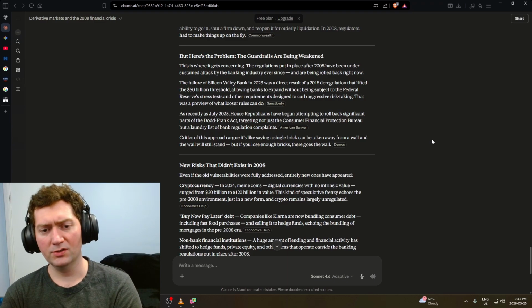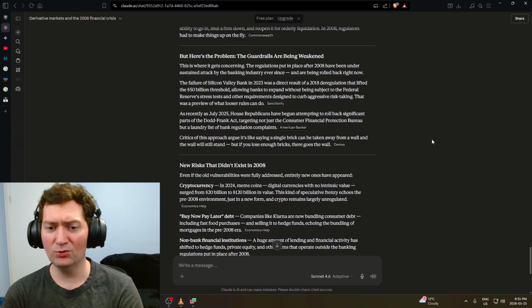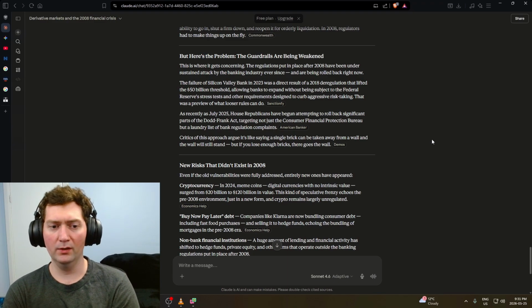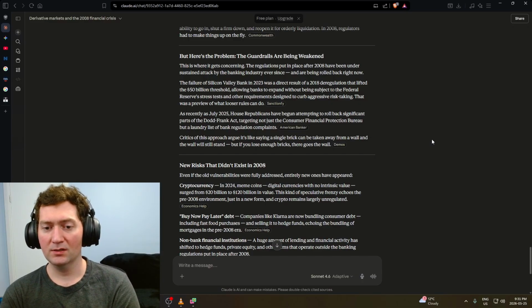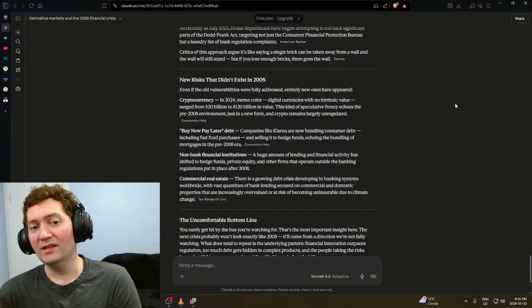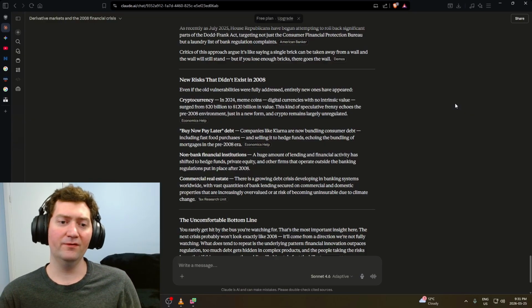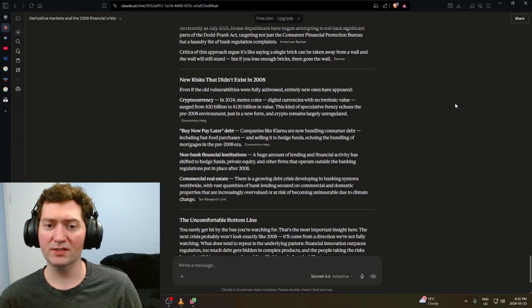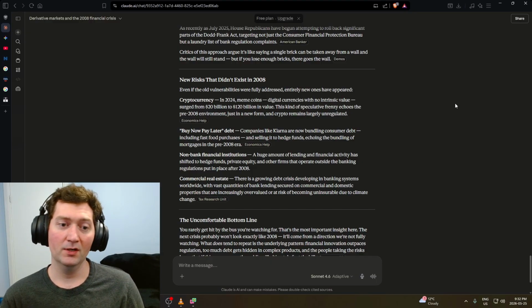Critics of this approach argue it's like saying a single brick can be taken away from a wall and the wall will still stand. But if you lose enough bricks, there goes the wall. New risks that didn't exist in 2008. Even if the old vulnerabilities were still addressed, entirely new ones have appeared.